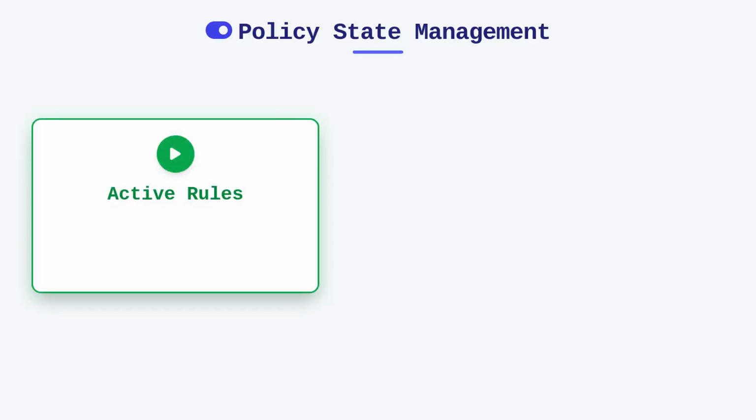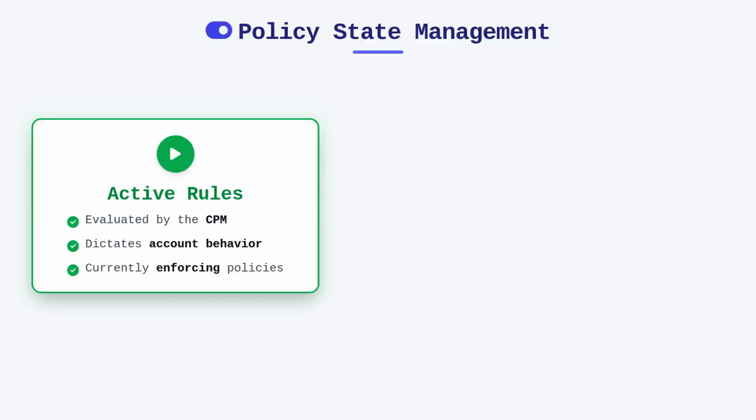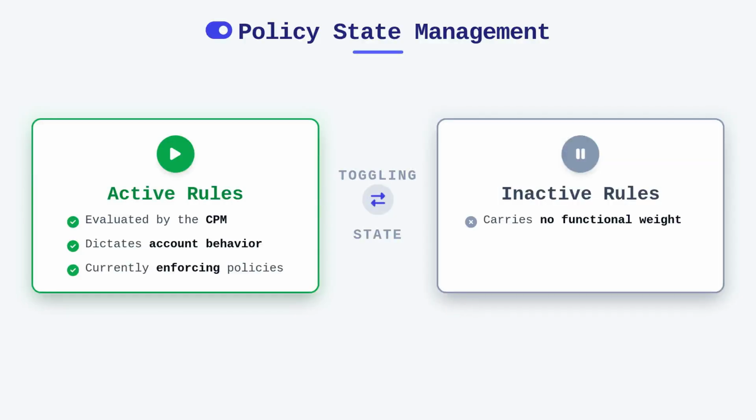When looking at the interface, you will see rules marked as either active or inactive, which allows for a granular level of control over how policies are enforced at any given moment. An active rule is currently being evaluated by the CPM to dictate account behavior, while an inactive rule exists in the system but carries no functional weight. This allows you to prepare security policies in advance, testing their impact or availability without affecting the live environment until you are ready to flip the switch.